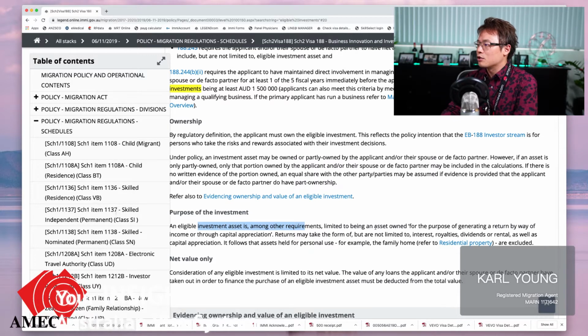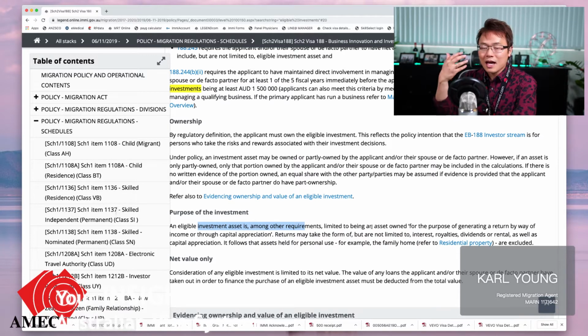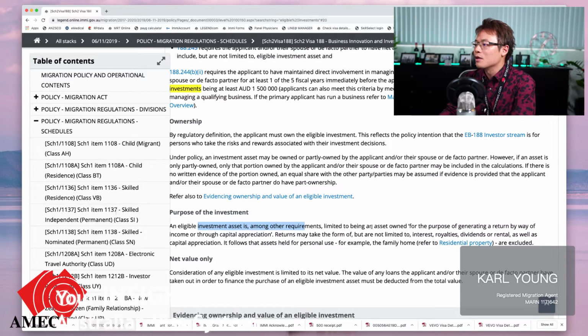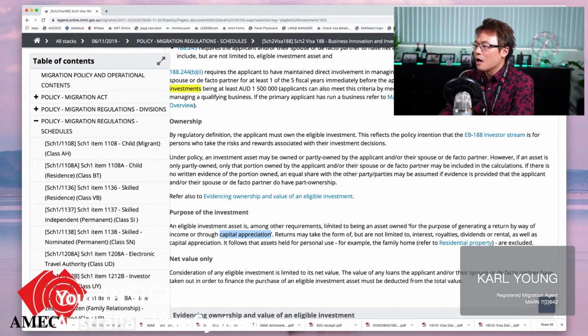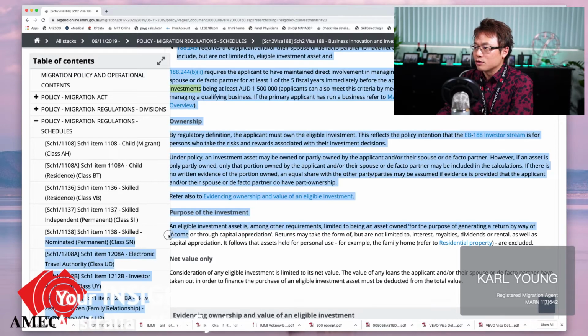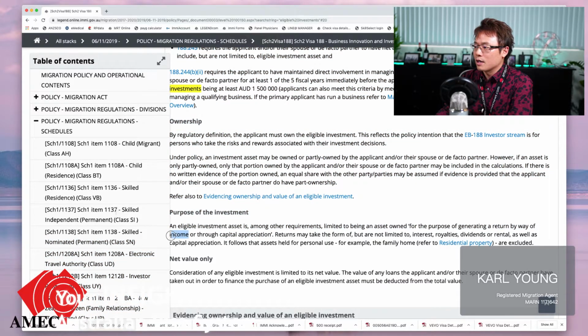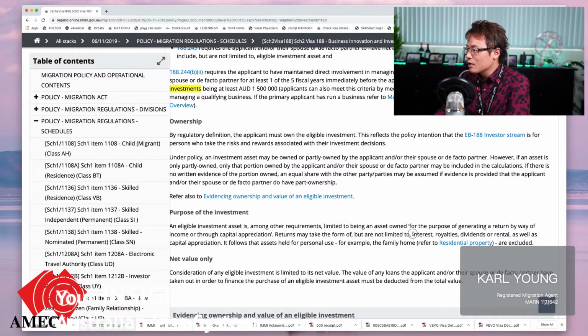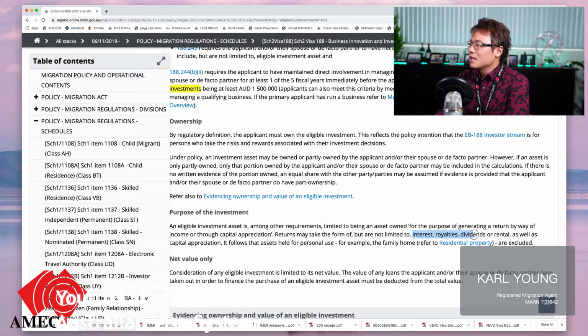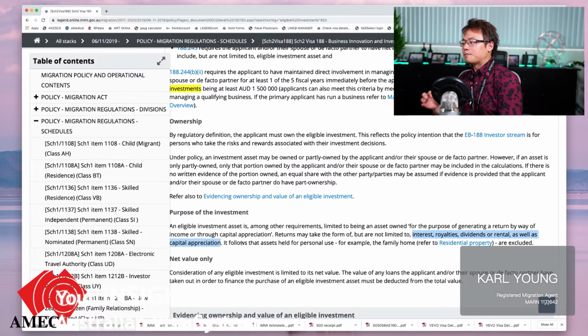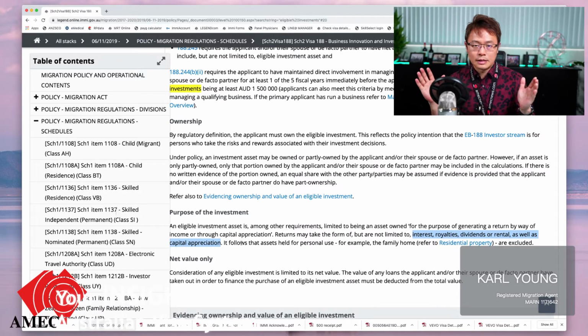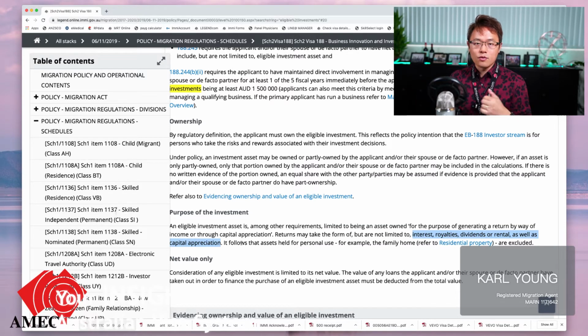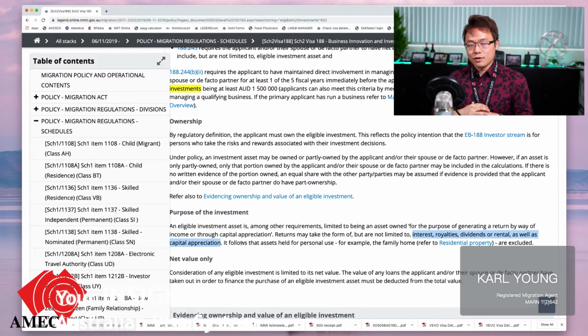It has to be showing that your investment does have the intention and purpose to make a return, to make a capital appreciation, to make a way of income, as you can see right here. Return may take a form, but is not limited to, interest, royalty, dividends, rental, as well as capital appreciation. So, interesting questions. Now, a lot of people do own real estate properties.